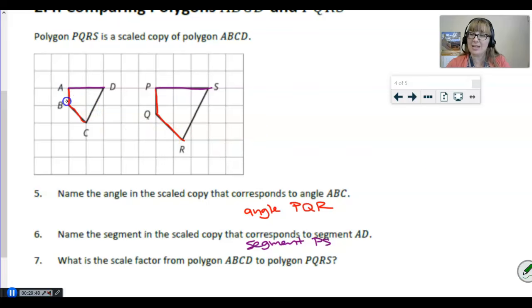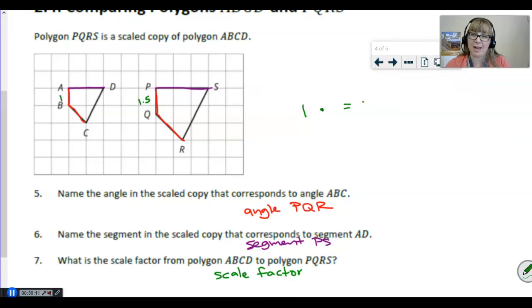If you take a look at segment AB, it is 1 unit. If we take a look at the corresponding side in PQRS, we can see that PQ is not 1 anymore. Now it's 1.5. So that scale factor, how do we change that 1 into a 1.5? By multiplying? I'll write that out. How does that 1 multiply and change to a 1.5? It's because we're multiplying by 1.5. 1 times some number is equal to 1.5. That number would have to be 1.5. 1 times 1.5 is 1.5. So the scale factor is 1 5/10 or 1.5.